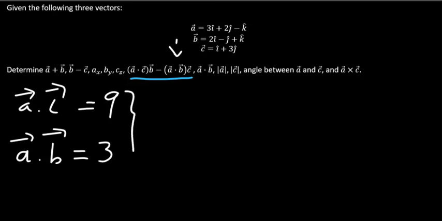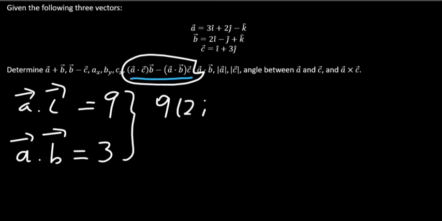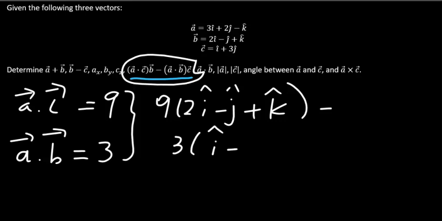So let's use these results to write down the full expression for that. A dot C is 9. To that you multiply vector B, which is 2i hat minus j hat plus k hat, minus A dot B, which is 3, times vector C, which is i hat plus 3j hat.